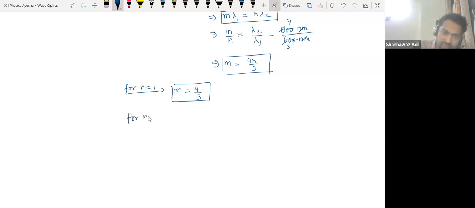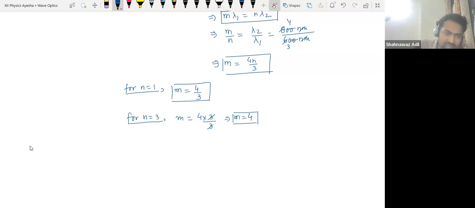For n equal to 3, m would be 4 into 3 by 3. So this would be 4. Now this is valid, right? Clear, guys? Is this clear? Is this clear? Yes, sir.